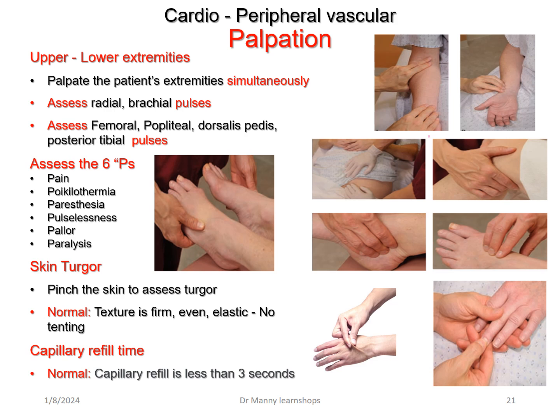When we palpate the upper and lower extremities, we do this simultaneously. We assess the radial and brachial pulses. We can also assess the femoral, popliteal, dorsalis pedis, and the posterior tibial pulses. When we assess, we use the 6 Ps: pain, poikilothermia, paresthesia, pulselessness, pallor, or paralysis.